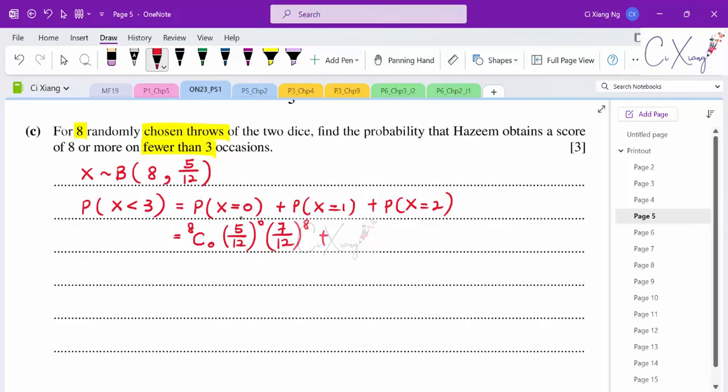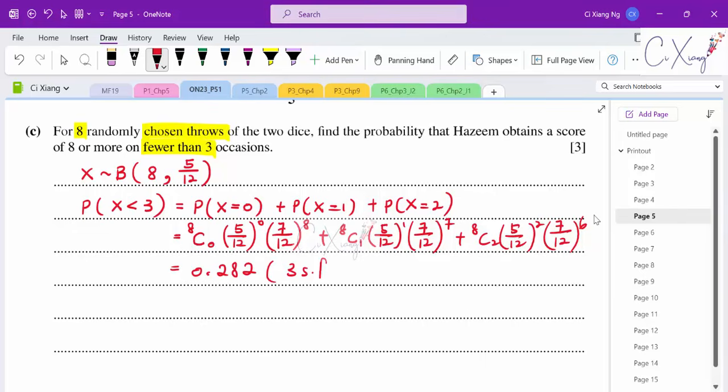Then after that, you can find out the probability for x equals 1. So 8C1 p power 1 q power 7. Then 8C2 p power 2 and also q power 6. Alright, then after you list out the general formula for the probability by substituting all the values, if you didn't make any careless mistake, by right, you should have 0.282 correct to 3 significant figures.